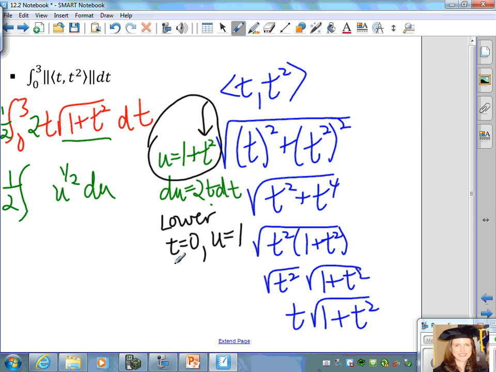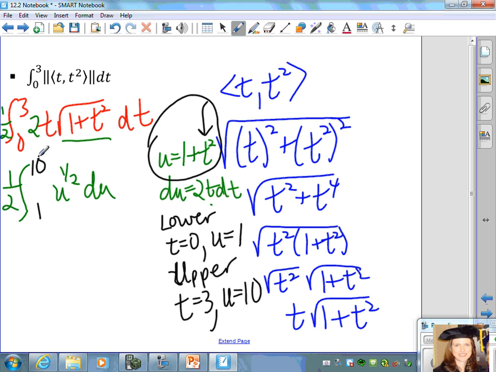When you look at the upper bound, the original upper bound was t equals 3. We'll plug that into the u substitution equation, plug 3 in for t and simplify. 3 squared plus 1 is 10. So the new upper bound is 10. By adjusting the bounds of integration, you're not going to have to go back and substitute back in.